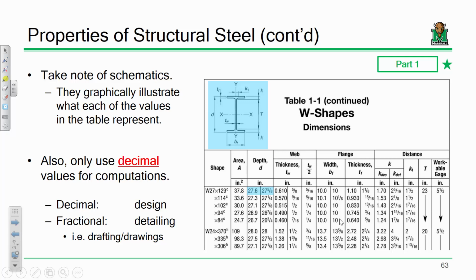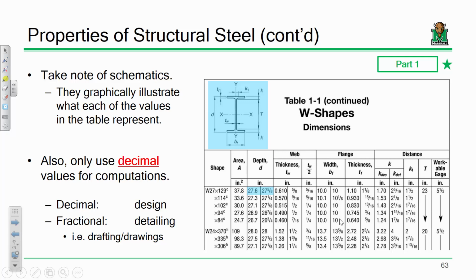All right. Now, when you look at some of these dimensions, you've got a couple choices. For instance, if I look at the depth for a W27 by 129, it says 27.6 and then it says 27 5/8. What the heck's going on here? Which one do I use? Okay. Rounded, right? What's that? Just rounded. Well, exactly right.